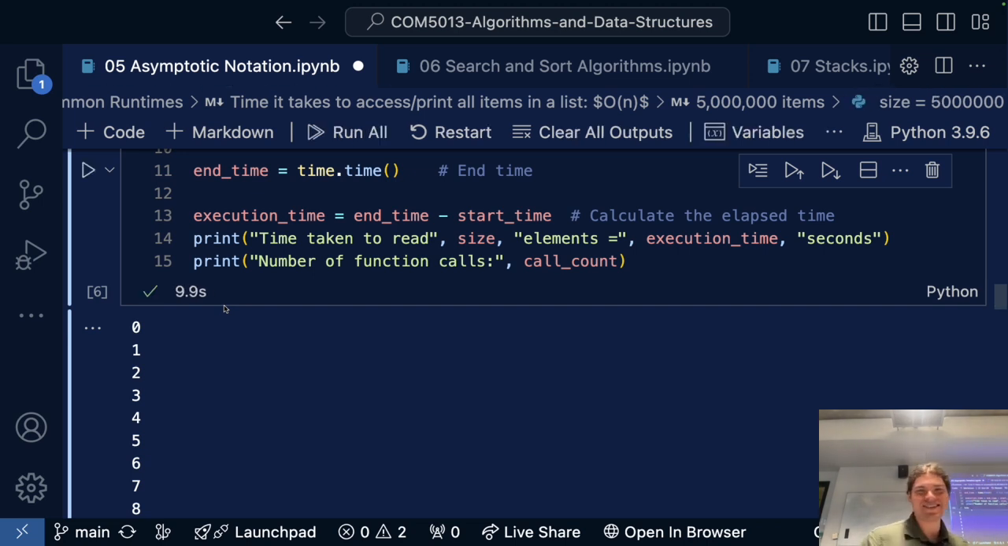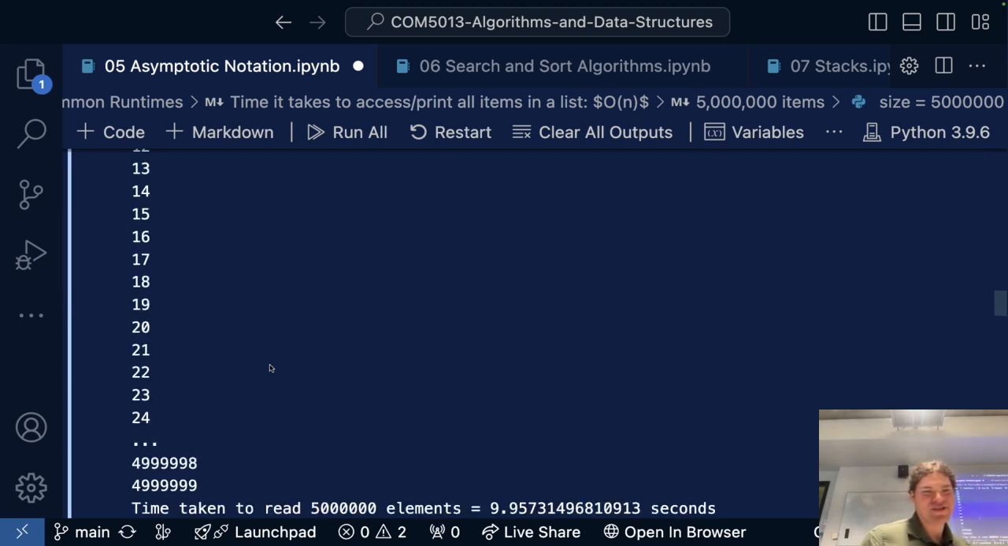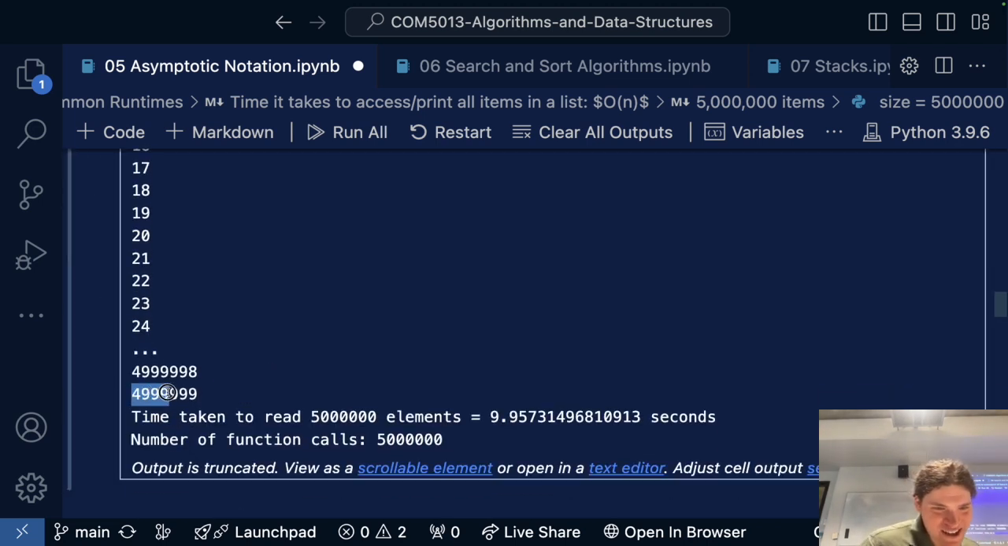Maybe you have to time it on yours and see how long it takes. 0 through to 4999999. Okay. Now, that took a bit longer, didn't it? It wasn't too bad. 9.95 seconds for 5 million function calls. So are you seeing the basic principle? Time taken depends upon the size, doesn't it? I can't print 5 million elements in the same amount of time I could print 500. Hopefully obvious and self-explanatory, but just quantifying it for you.